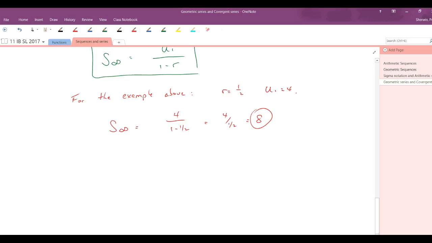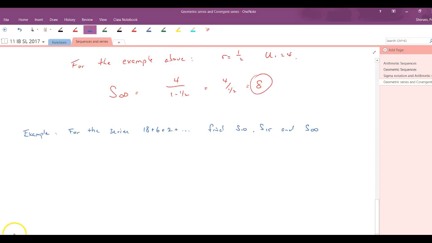Let's have a look at one more example. I think this is a nice example. This is our last one before I close the lesson. For this series, 18 plus 6 plus 2, find S10, S15 and S infinity. So what's happening here? 18 to 6, so we take any term and divide by the term in front. 6 over 18 is 1/3. 2 over 6 is 1/3. So our ratio is 1/3 and our first term is 18.